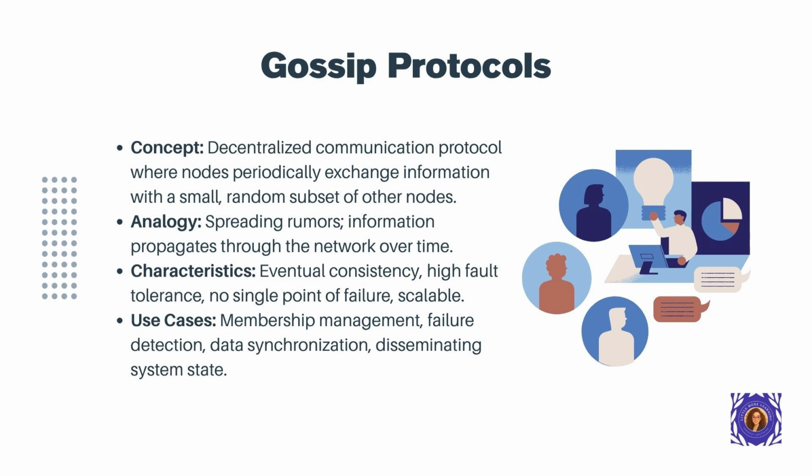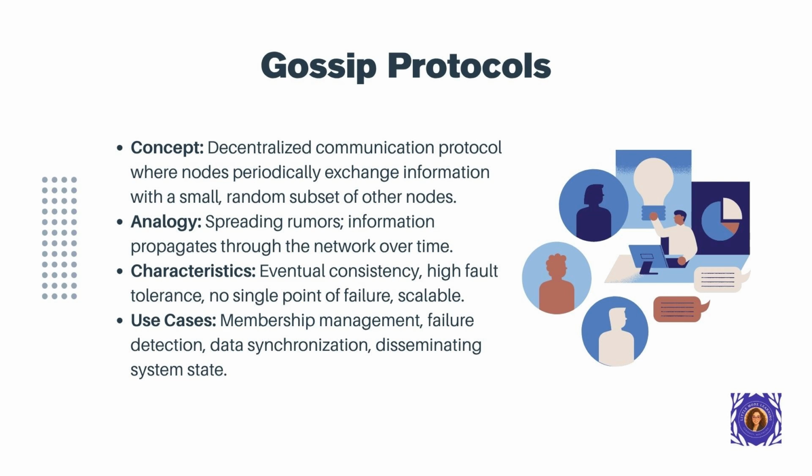A gossip protocol is a highly decentralized communication method where nodes periodically exchange information, not with all other nodes, but with only a small, random subset of their peers. You can visualize this much like spreading rumors in a social network. If a few people tell a few other random people a piece of information, that information eventually propagates throughout the entire network, even if it takes some time. This inherent randomness leads to eventual consistency. Information will ultimately propagate everywhere, but not instantly.